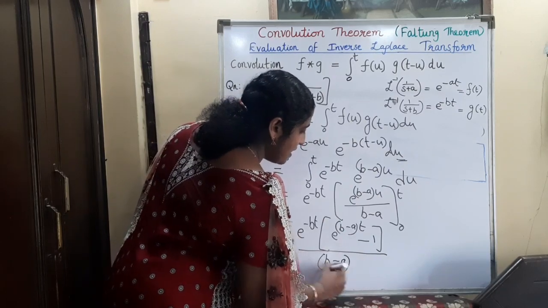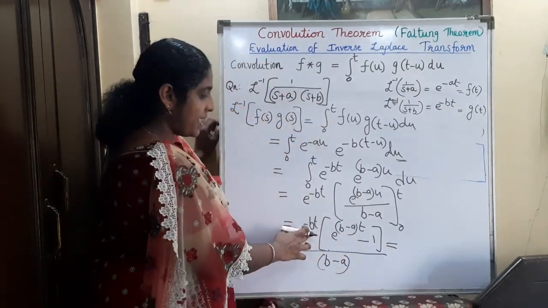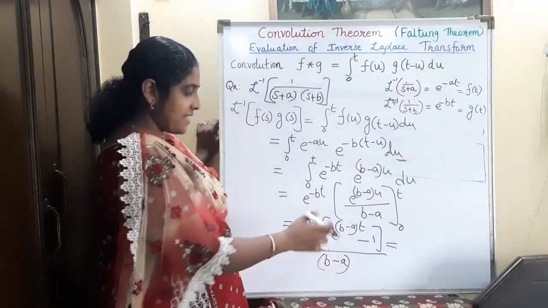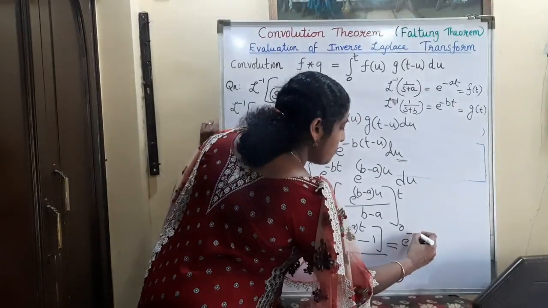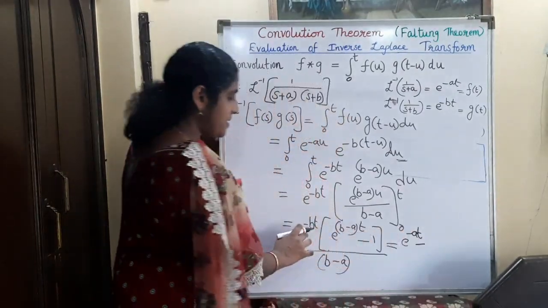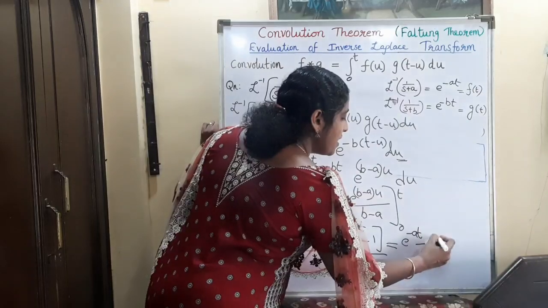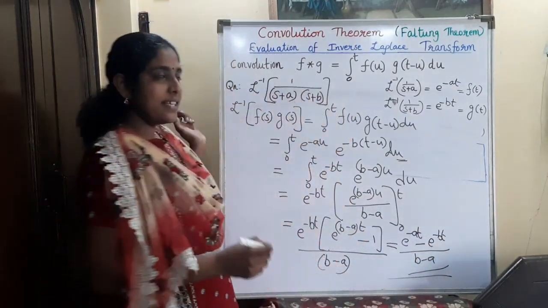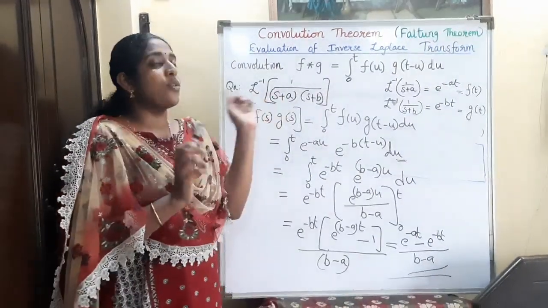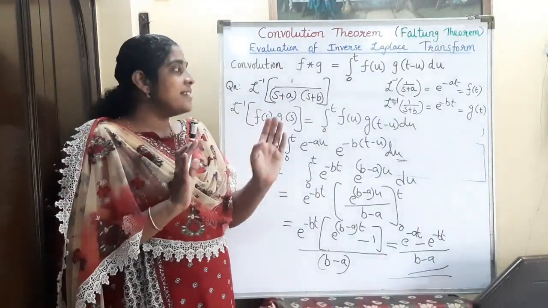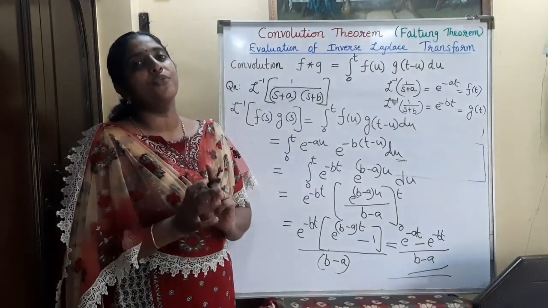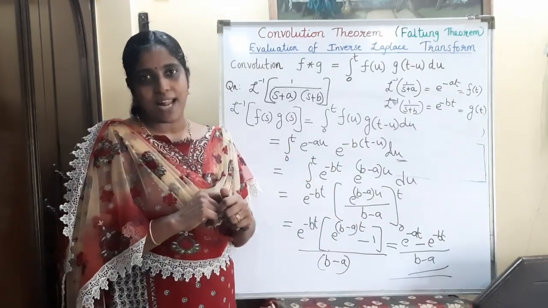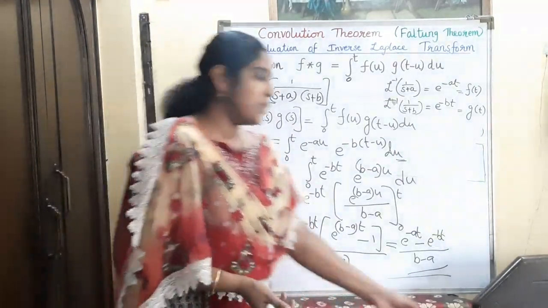So what is this? This is equal to e raised to minus bt into e raised to b minus at. Therefore b minus bt plus bt will cancel. So this term will be e raised to minus at minus e raised to minus bt into minus 1, that is e raised to minus bt divided by b minus a. See this? Here the given question is the product of the Laplace transform of two functions. So we can directly apply the convolution theorem and we can find out the inverse Laplace transform very easily. We can do another problem.